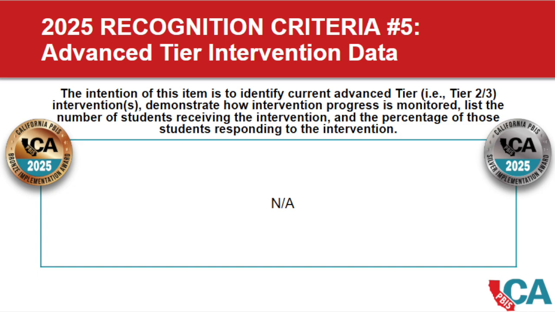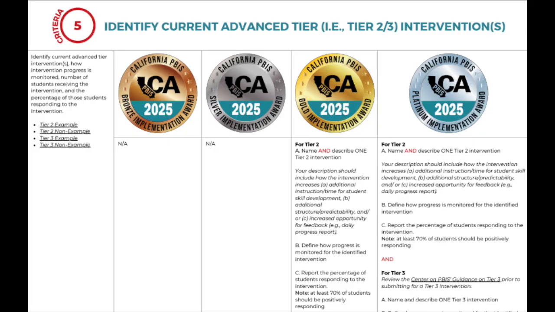Criteria 5 is only required if your school is applying for gold or platinum recognition. For this item, a school must report details on their advanced tier interventions. Please read the Criteria at a Glance document for further details.